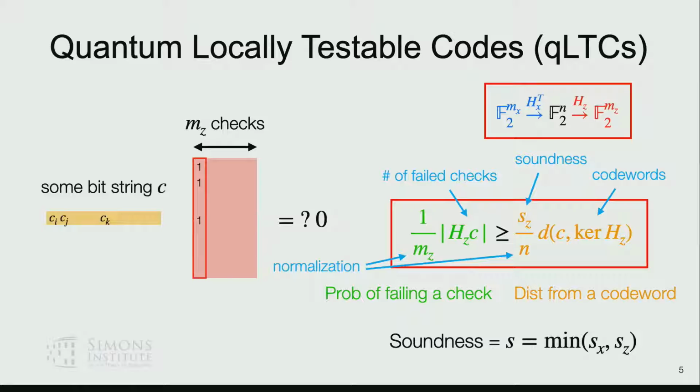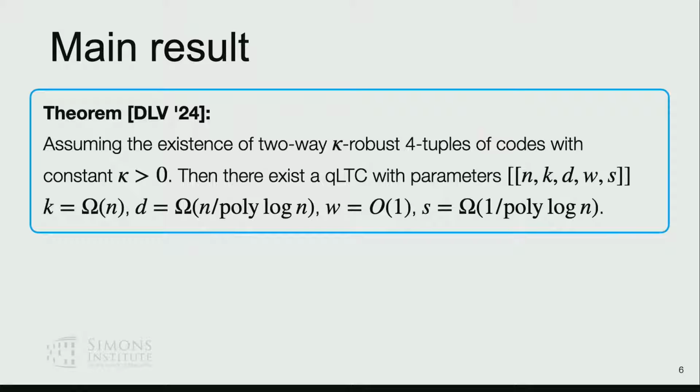Okay, good. So here come the main results. The main result of the paper is that, assuming the existence of some codes, which I will say more about later, there exist quantum locally testable codes with these parameters, where everything is optimal up to a polylog.